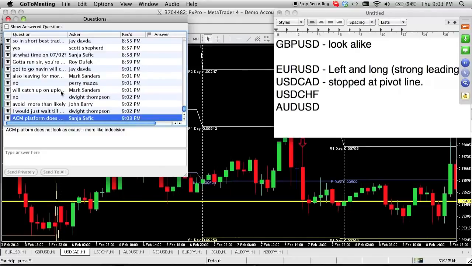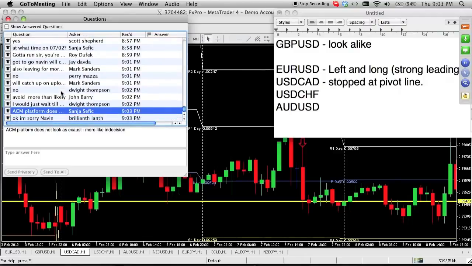Okay. The ACM platform does not look like an exhaustion. More like indecision. So Sonia, I think you can probably open up another one if you want. In fact, even my chart doesn't have an exhaustion. But are you on MT4, Sonia, on ACM, or are you using the proprietary platform?